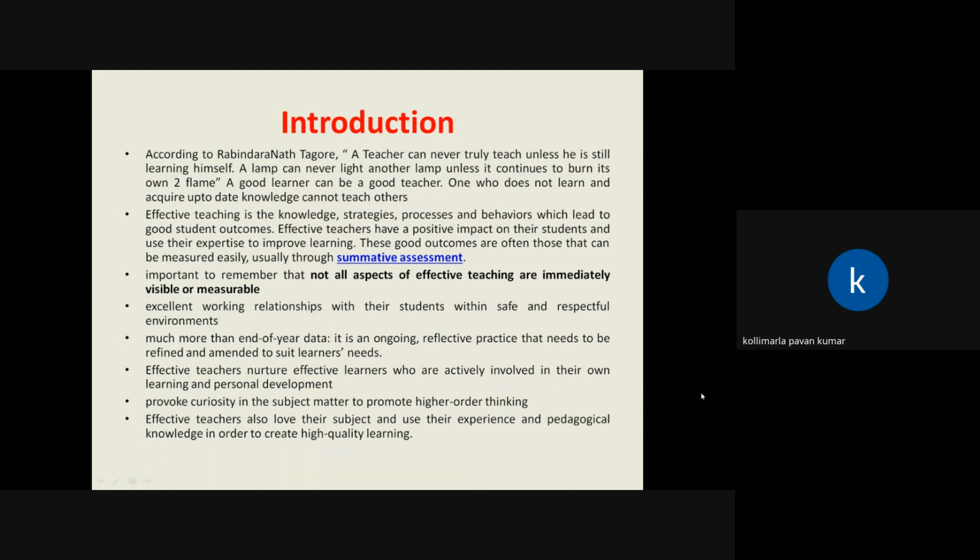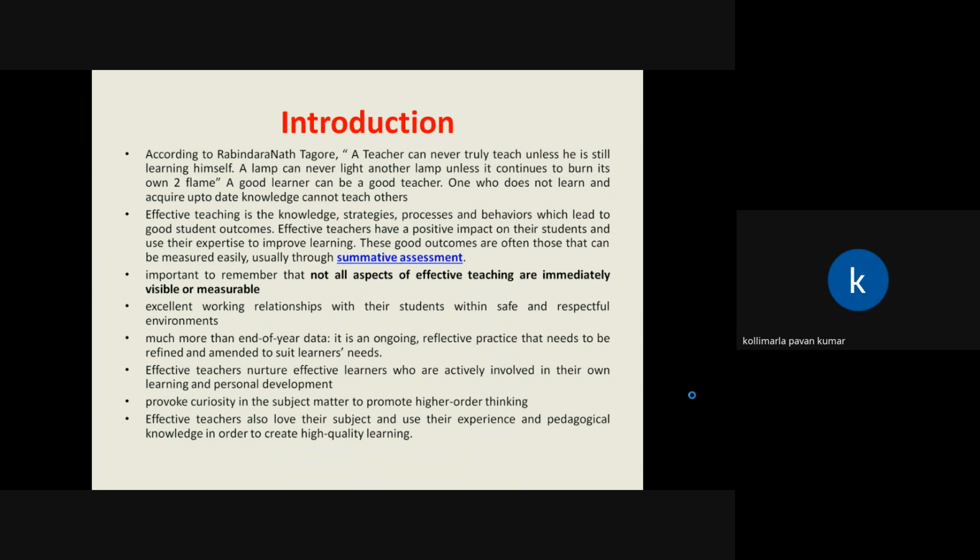Also, effective teachers love their subject and love to teach, and they show their interest in every class by giving various examples with respect to their experiences. So this is all about the introduction part.